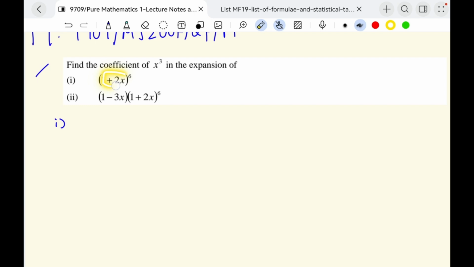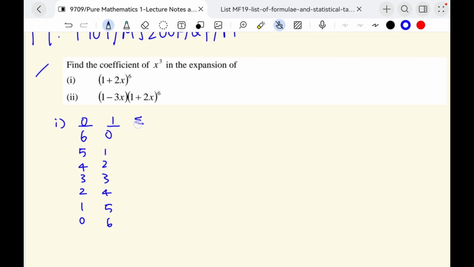Given that this expansion is (1 plus 2x) to the power of 6, so 6 is the degree. List out all the degrees. The degree of the first term is 0 since it is independent of x. For the second it is x, so we put 1 because of the highest degree of 1. List out 6, 5, 4, 3, 2, 1, 0. The sum of it, of course, is 0, 1, 2, 3, 4, 5, 6.